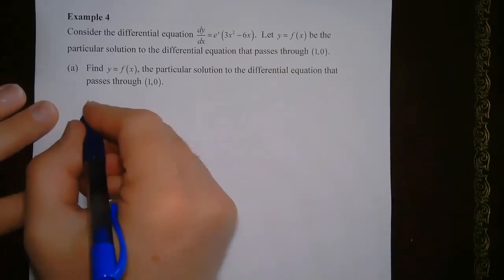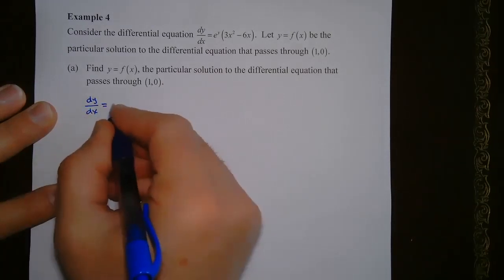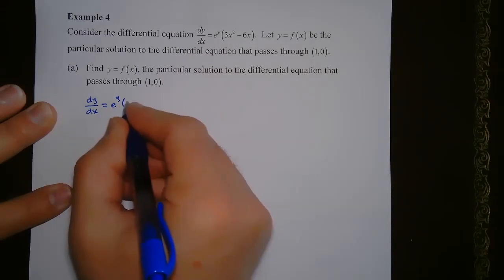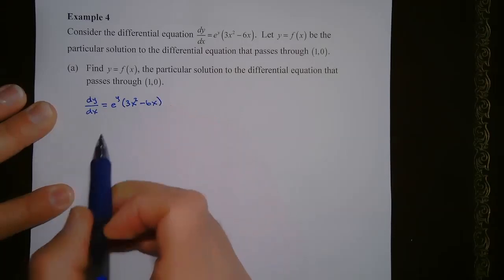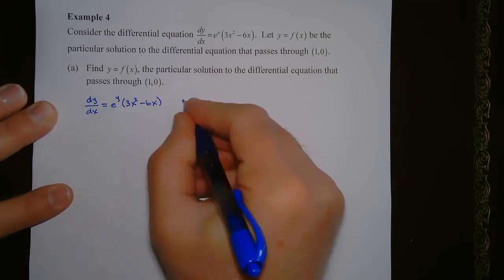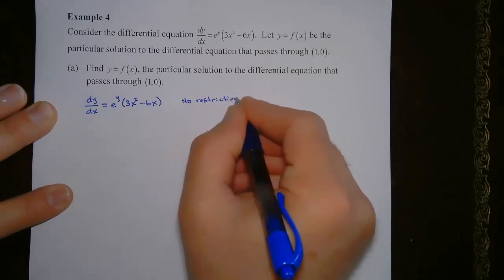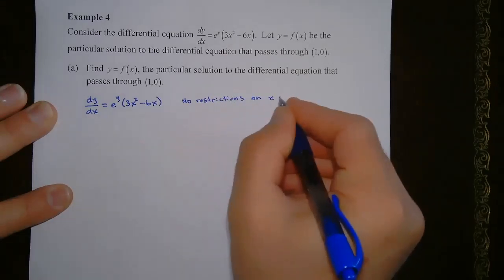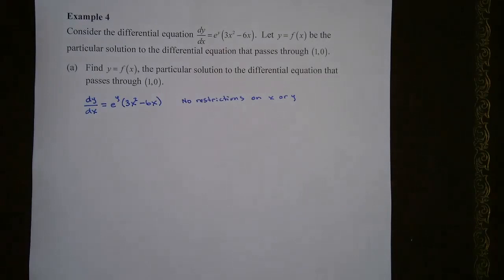All right, so let's start with dy over dx is equal to e to the y times 3x squared minus 6x. Okay, and if you look, there's no restrictions on either y or x. Because there's no variables in the denominator, there's no even roots, there's no logarithms, so you don't have to worry about any of those restrictions on domain, okay?